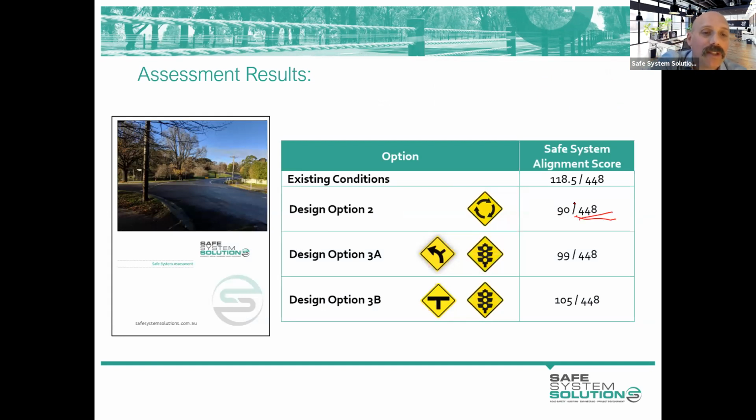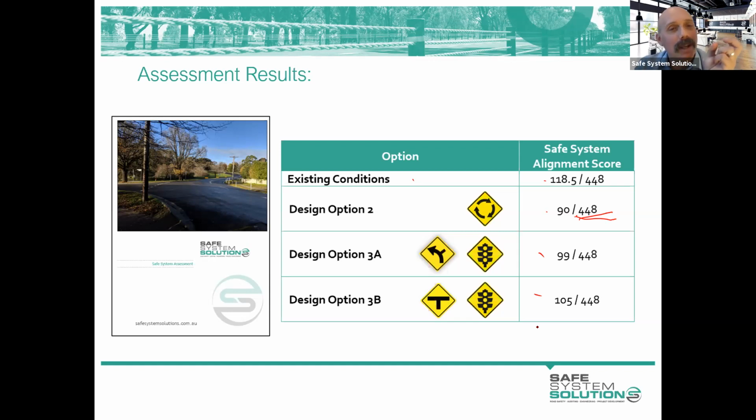And so what we saw for this one was that the existing conditions were 118. If they build a roundabout, it goes down to 90. If they do a modified T with signals, it goes down to 99. If they do a T intersection with signals, it goes down to 105 in this specific scenario.